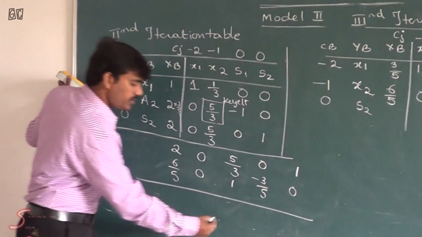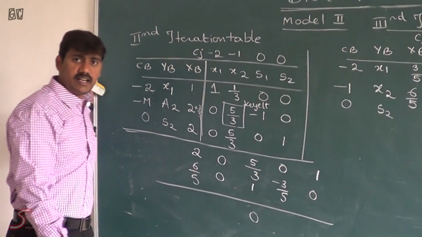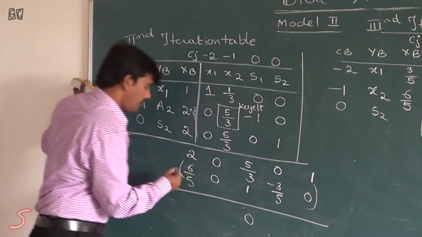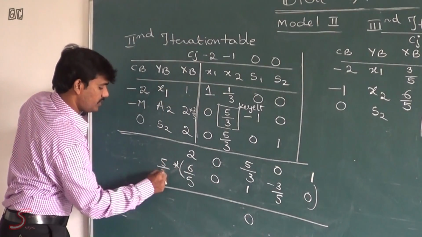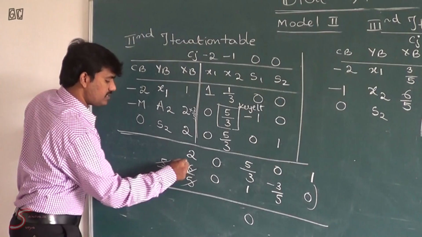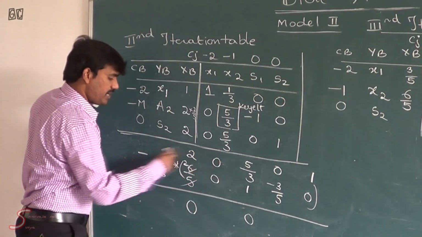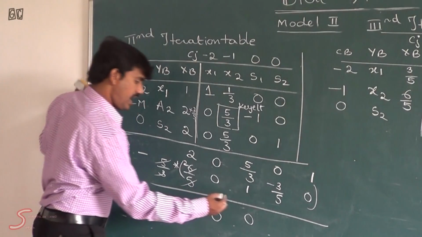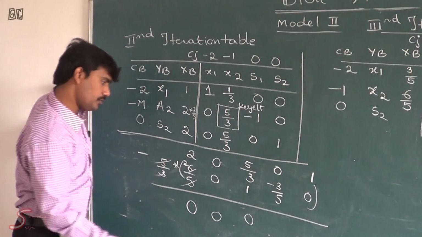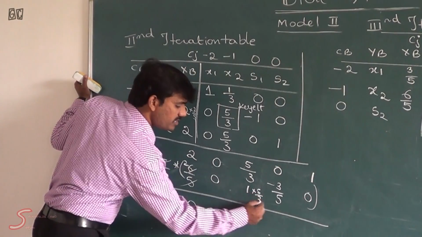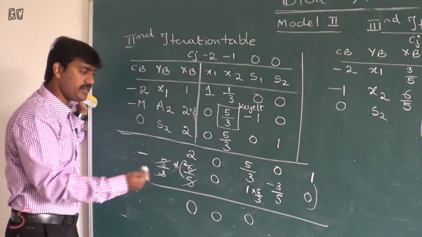We have to get 0 here. Without loss of generality, I am going to multiply with 5 by 3 with this. So 5 gets cancelled, 3 2 just 6, so that is minus, we are doing 2 minus 2 obviously 0. 0 minus 0 obviously 0. Here we are going to multiply with 5 by 3 obviously. 5 by 3 into 5 by 3 obviously 0. 5 by 3 minus 5 by 3 is 0.